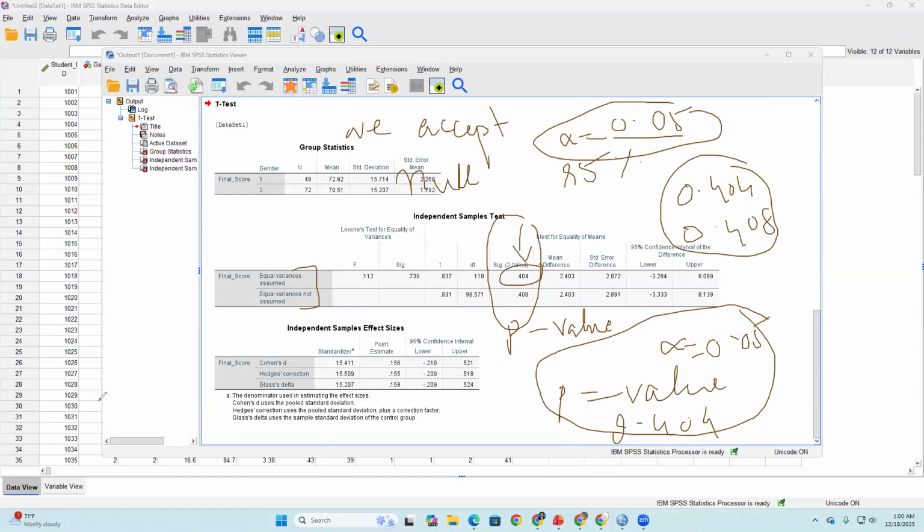Why do we accept the null hypothesis? Null hypothesis means there is no difference between the two groups. It means our conclusion will be that there is no difference in the final scores of male and female. Our test variable was the final scores between the two gender categories, male and female.